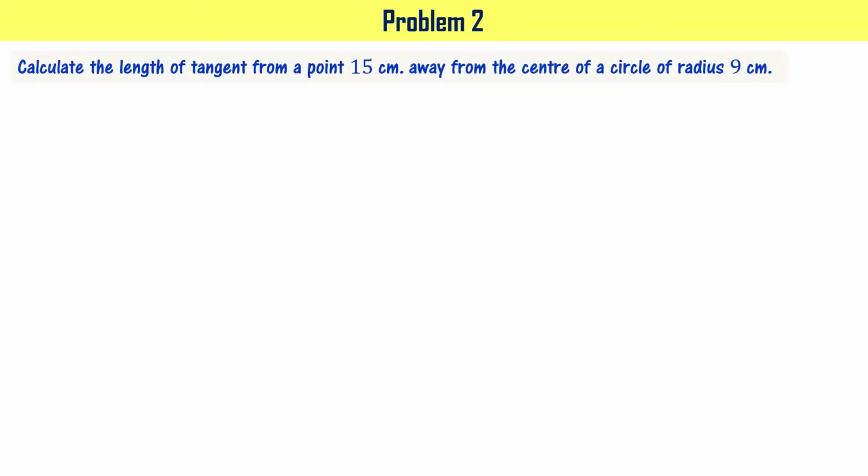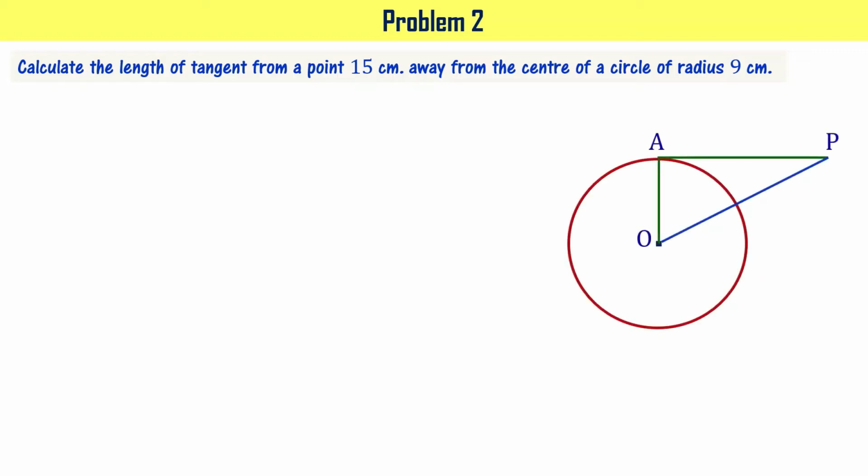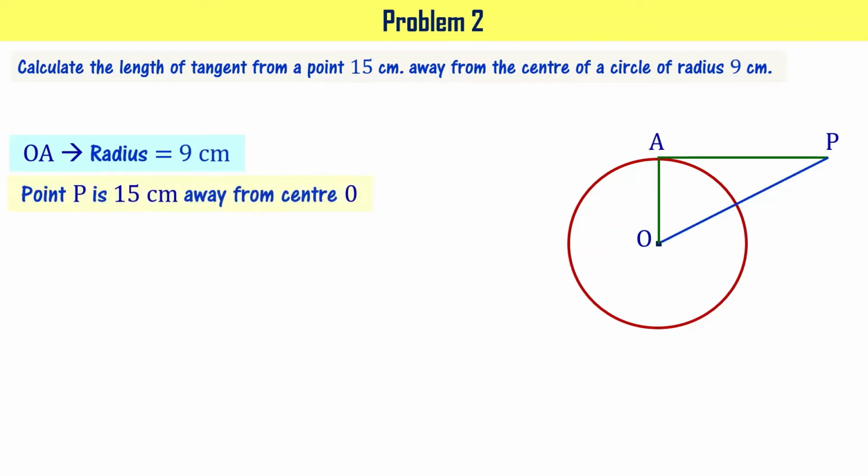Now let's go to another problem, problem number 2. Calculate the length of the tangent from a point 15 centimeters away from the center of a circle of radius 9 centimeters. When you draw a figure for this, you get a figure like this. Here, radius OA is 9 centimeters and P is 15 centimeters away from the center of the circle, that is O, right? Let's take a note of that. OA equal to radius equal to 9 centimeters, that is given. And point P is 15 centimeters away from center O. It means OP equal to 15 centimeters, right? The only thing unknown is the length of the tangent, that is AP, right?